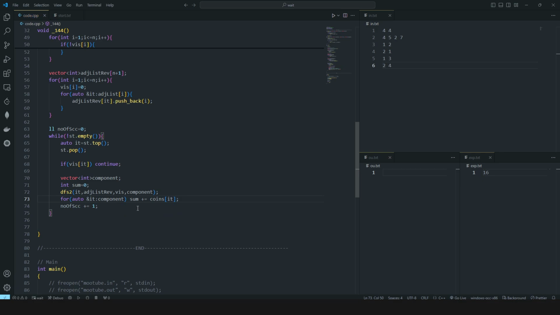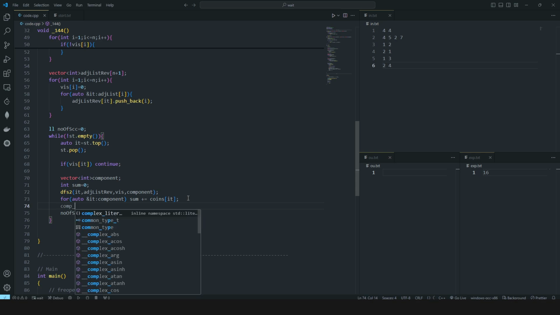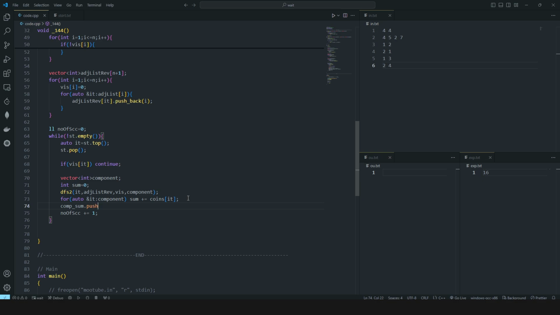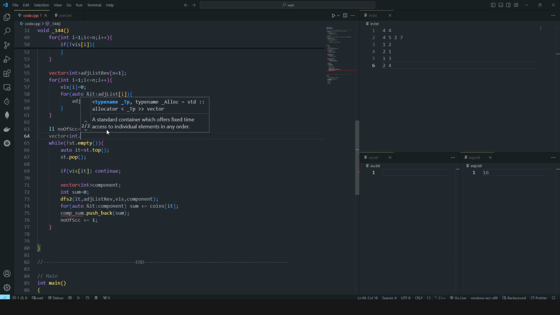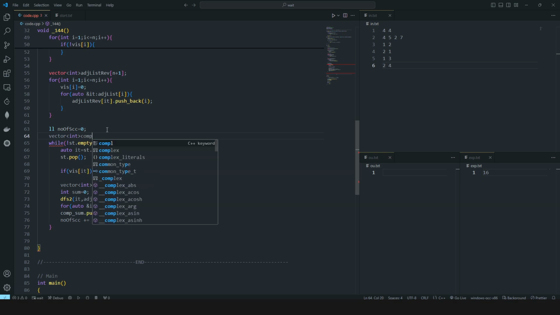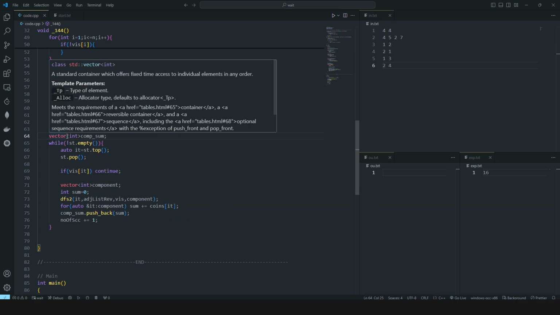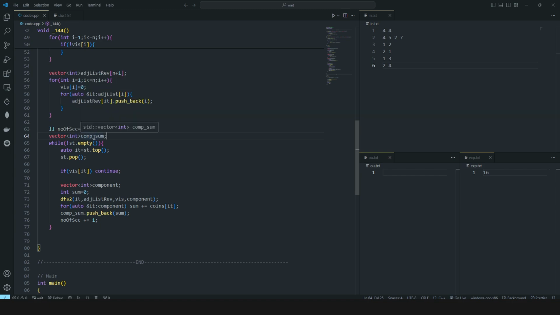So this will store the total amount of coins present in a given component, right? And let me store this sum in a separate vector, say component sum. So component sum dot pushback this sum, right? Let me declare this component sum here. So vector of int component sum, and it is zero based indexing. You will realize soon why I have used zero based indexing for this component sum.